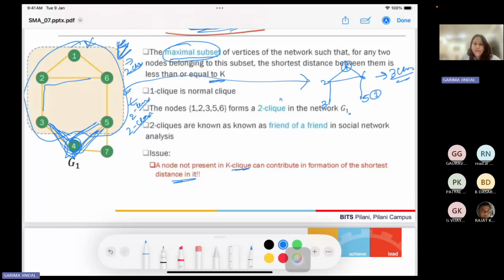For 3 clan, I again have to check the maximality condition as well. Currently I have only checked the distance. So there are two conditions that need to be checked: one is the maximality condition and the other is the maximum distance. The maximum distance should be less than or equal to k. So definitely it is not 2 clan. That is the definite answer. But for 3 clan, I'm not sure. I still need to check the maximality condition, add 4 and 7 and check whether it is a 3 clan or not. You can check that as part of the homework.